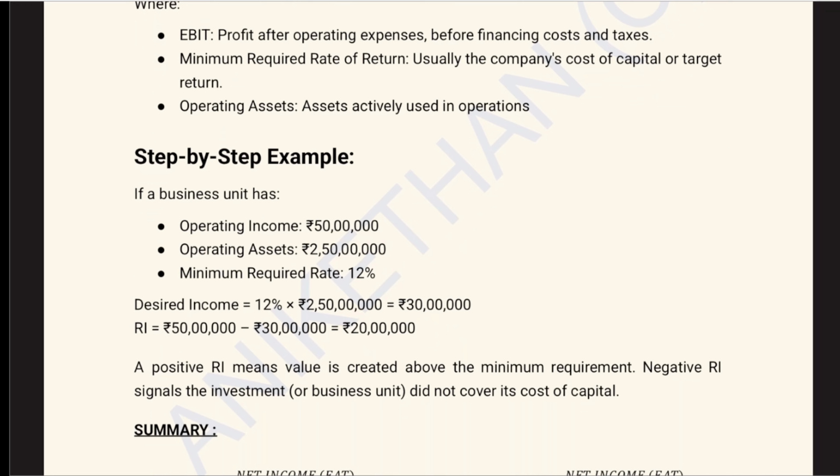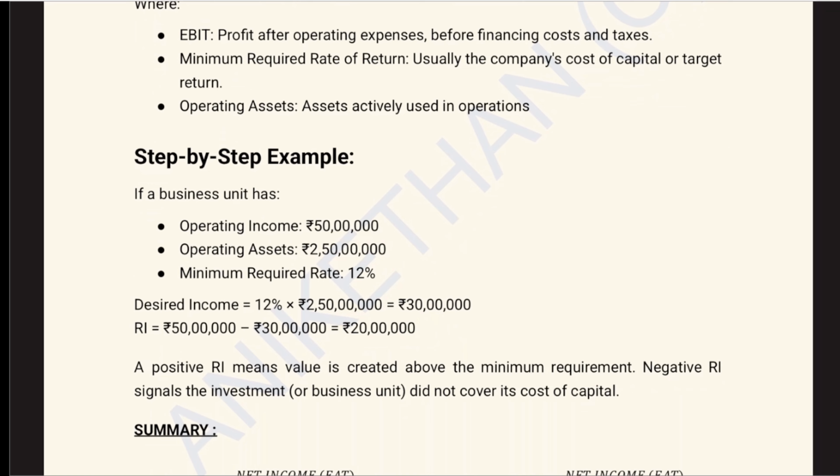So what is the use of it? If I am generating a positive value, even 1 rupee positive, it means I am creating more value over the minimum requirement. Negative residual income means I would have simply kept that in my FD without doing any business and I would have made money. So by doing business, I actually lost value. That is the meaning of negative residual income.